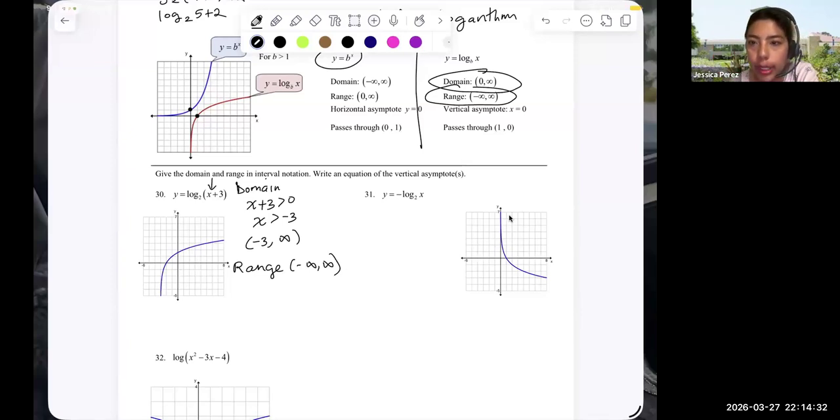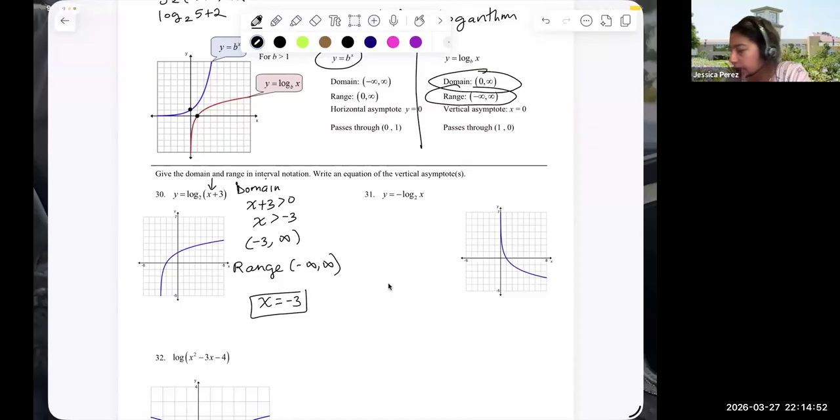And then the vertical asymptote is going to be at x is equal to negative 3. That's when I have the restriction, because when x is negative 3, I get a 0 on the inside of my logarithmic function.